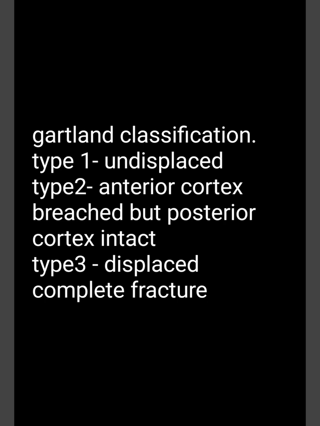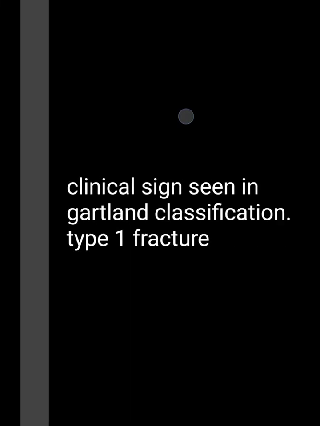Name of classification for supracondylar humerus fracture: Gartland classification. Type 1 undisplaced. Type 2, anterior cortex breached but posterior cortex intact. Type 3, displaced complete fracture.